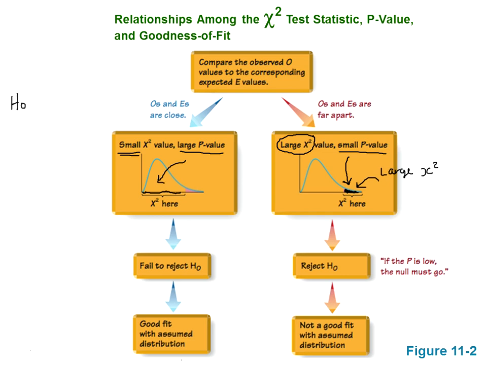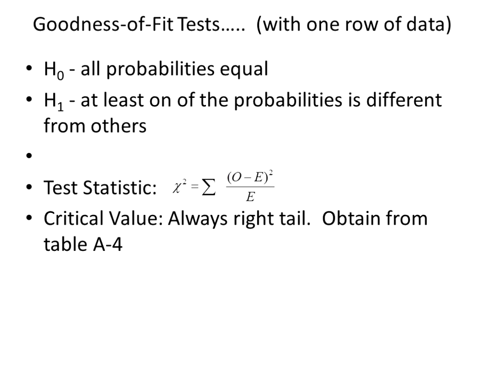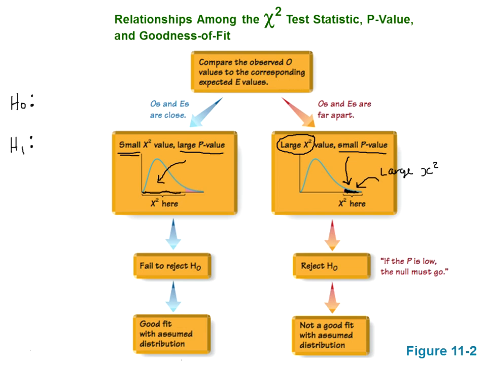So when you look at the null hypothesis, the null hypothesis says that all your frequencies are the same. All frequencies are equal, or all probabilities are equal. You're talking about your frequencies. So the null hypothesis says that they're all equal.